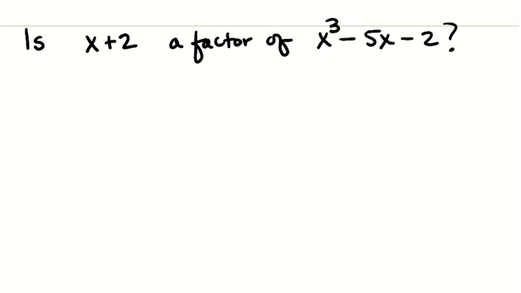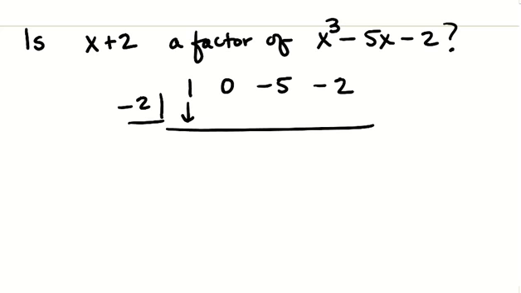Another question we can ask is, is x plus 2 a factor of x to the third minus 5x minus 2? And of course it comes with instructions like, show the analysis that leads to your determination. So what we're going to do is plug it into synthetic substitution. We set up x to the third. There's no x squared, so I remember to put a 0 there. We've got a negative 5, a negative 2. Then I plug in negative 2, drop it down, run it through synthetic substitution, and I get a remainder of 0.